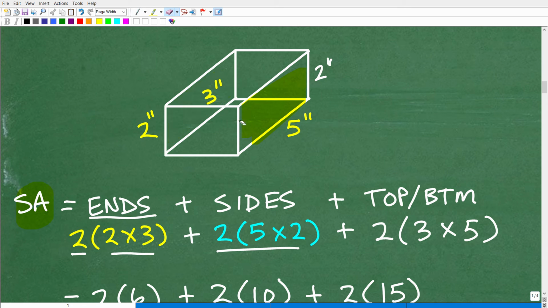And then that leaves us with our top and bottom. So it's this one and this one, but again, these are going to be the same. And this would be a 3 by 5. So we have 3 by 5, and we have 2 of those.